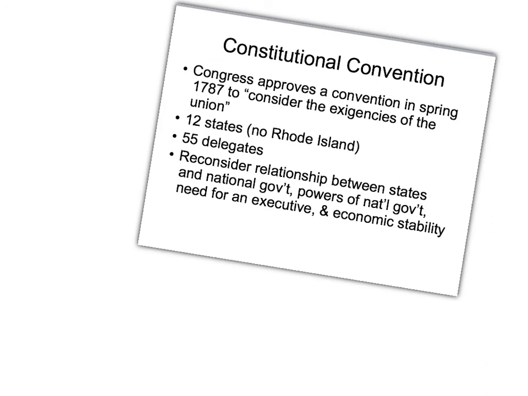The Continental Congress would actually approve a convention in the spring of 1787 to consider the exigencies of the Union, which was purely meant to revise the Articles of Confederation. However, when the convention actually convened in May of 1787, only 12 states showed up. If you remember back to a few slides ago, in order to amend the Articles of Confederation, they needed 13 states. Well, when only 12 states showed up to the convention, they decided that they needed to do something different.